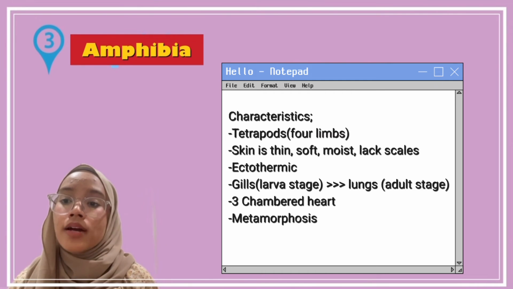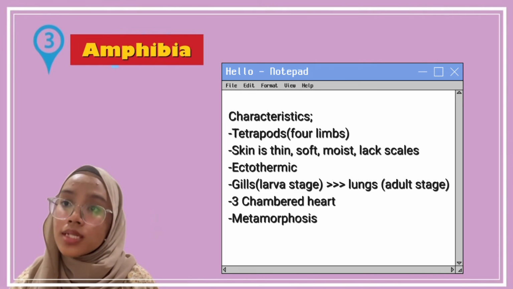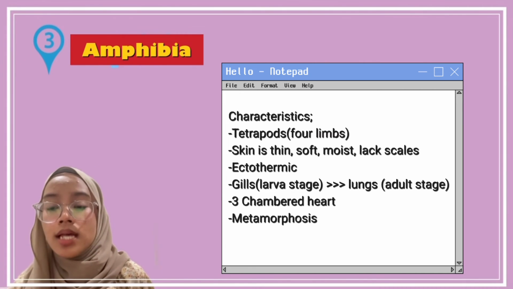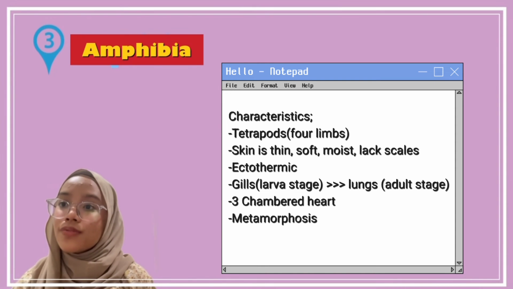Next, amphibians have a 3-chambered heart, with 2 atria and 1 ventricle. Lastly, most amphibians undergo complex metamorphosis. What is metamorphosis? Metamorphosis marks the beginning of the end of a larval life.